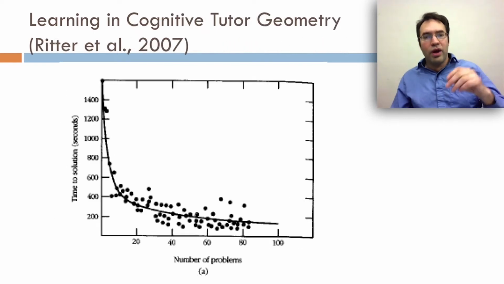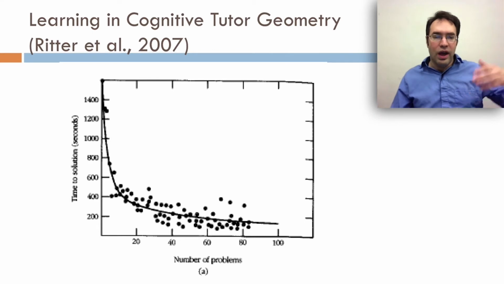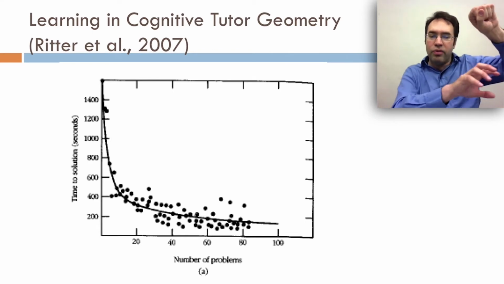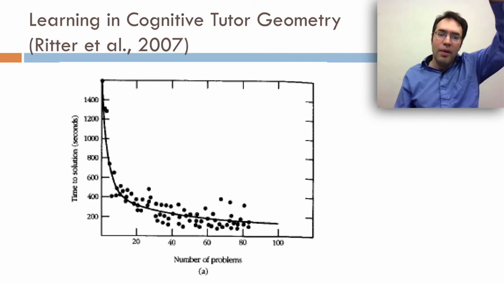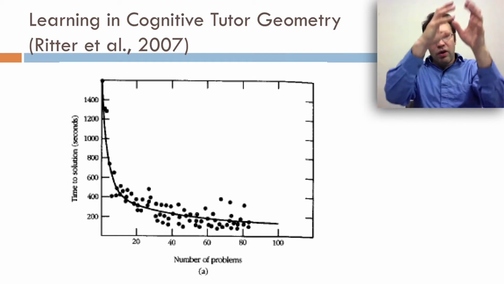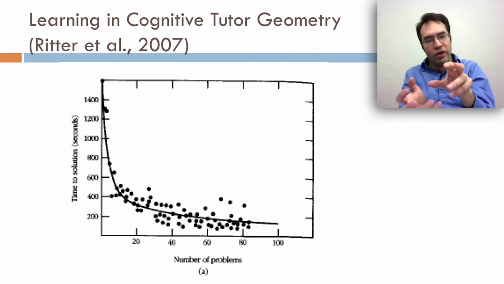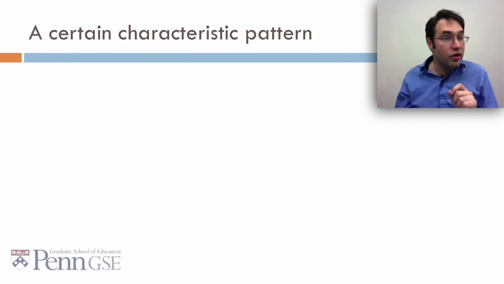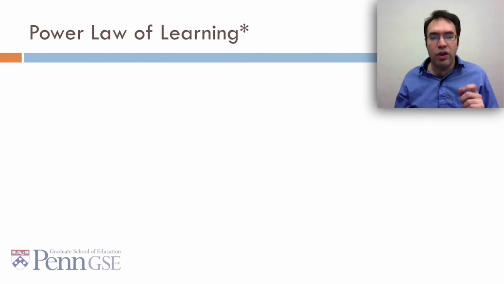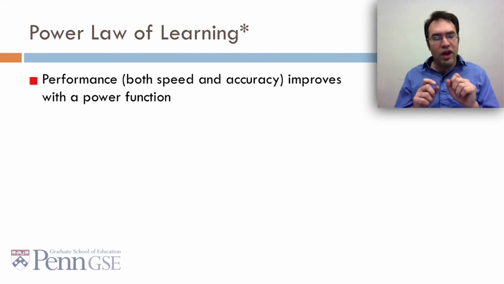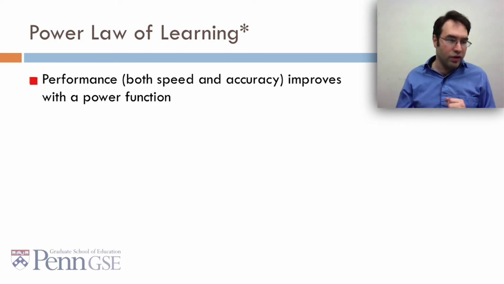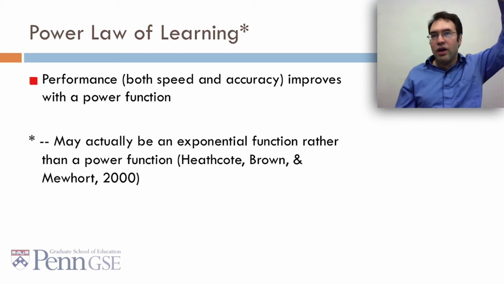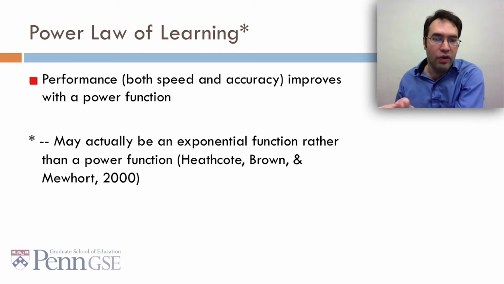Here's another example from Cognitive Tutor Geometry by Steve Ritter. And you can see in this case that it's how many problems the student completes for a given skill and how many times it takes them to solve it. And you can see that over time, again, you get this rapid decrease and then this slower decrease that kind of levels off over time. So you may note in these two graphs a certain characteristic pattern, which is sometimes called the power law of learning, which says that performance, both speed and accuracy, improve according to a power function, which is again going down rapidly at first and slowing over time.